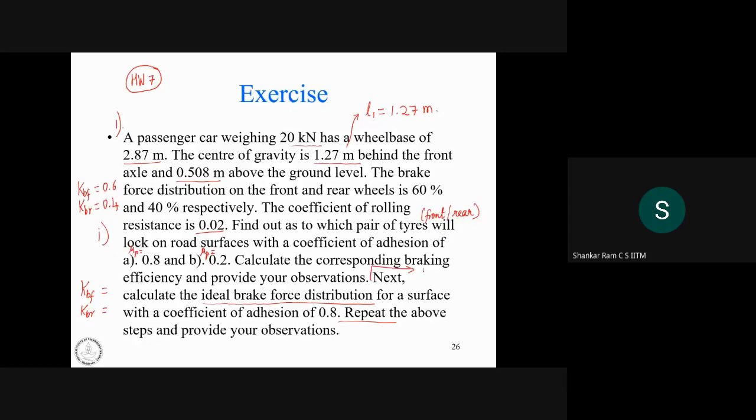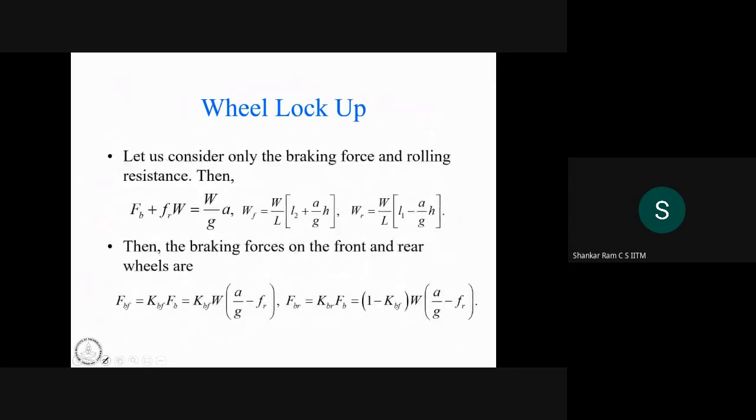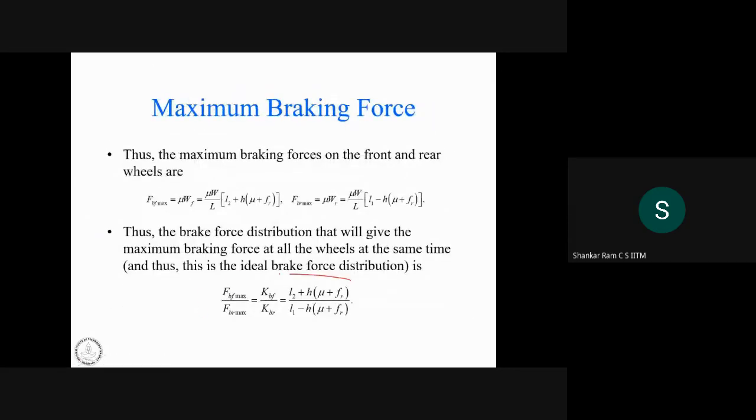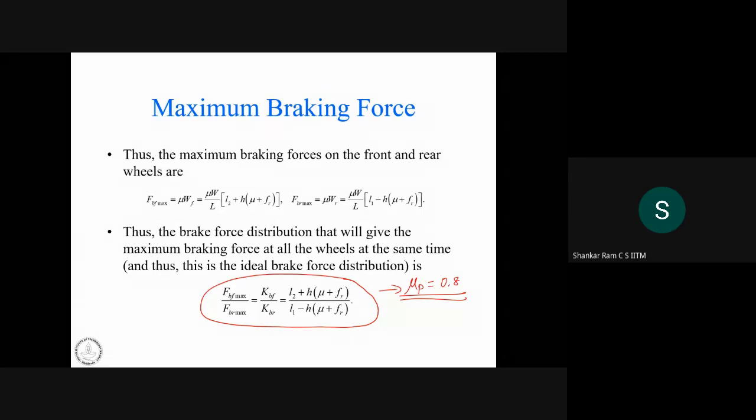Then the second problem. Let me call this problem number 2. Now forget KBF and KBR equals 0.6 and 0.4. Now you go back to this expression, this one, and substitute mu p equals 0.8 along with the other data. Find the new values of KBF and KBR. Then repeat problem 1 with the new values of KBF and KBR and state your observation. Okay, I hope that is clear.